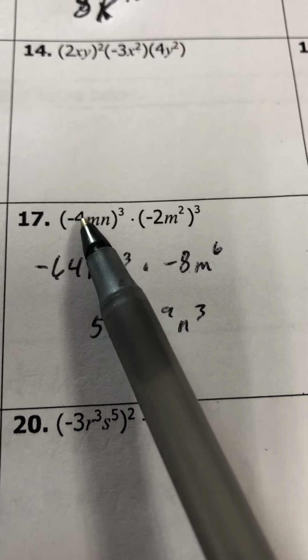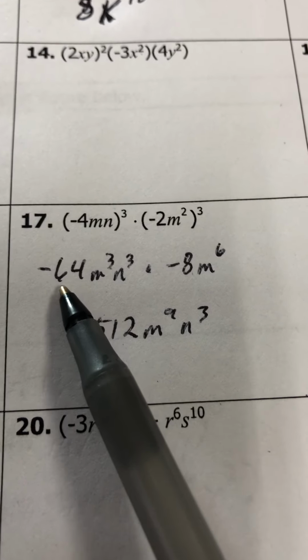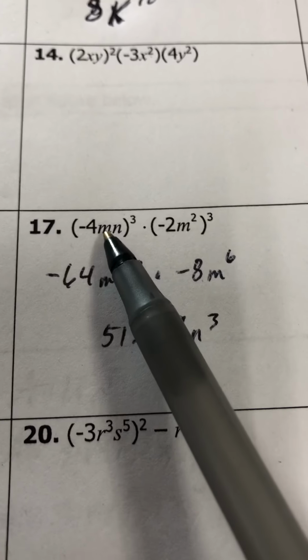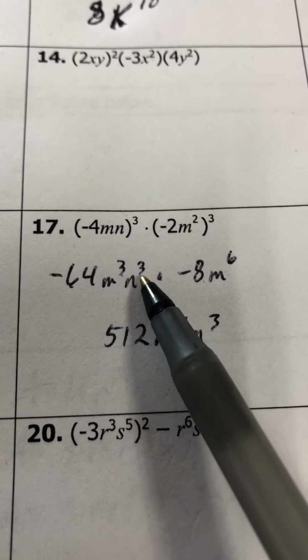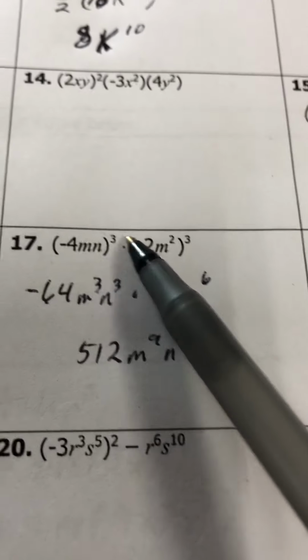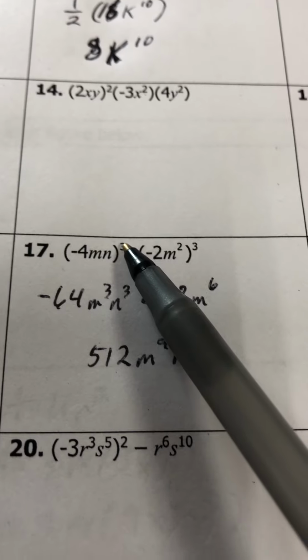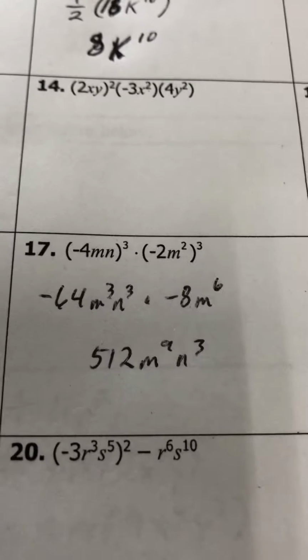This 3 goes with the negative 4, and so negative 4 to the third power is negative 64. You bring that 3 in to cube that, make it to the third power. Third power, you could also say cubed, kind of like to the second power, you could also say squared.